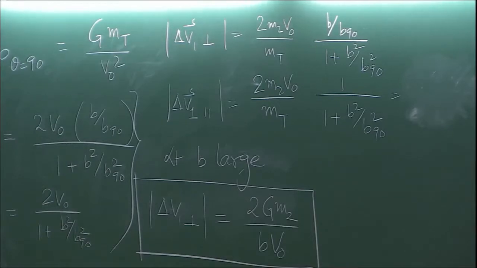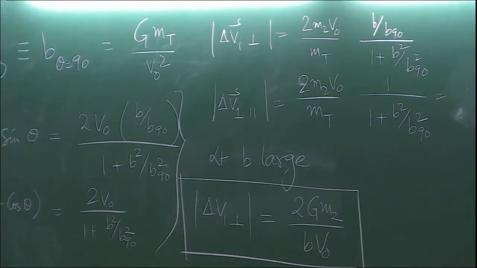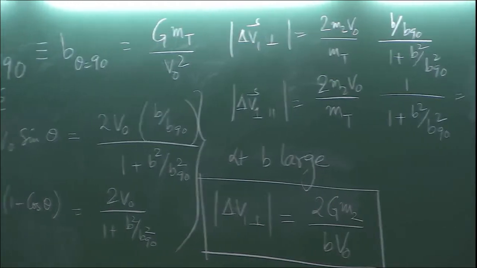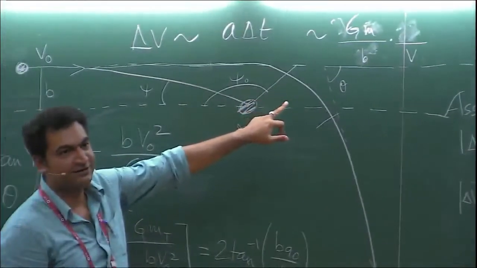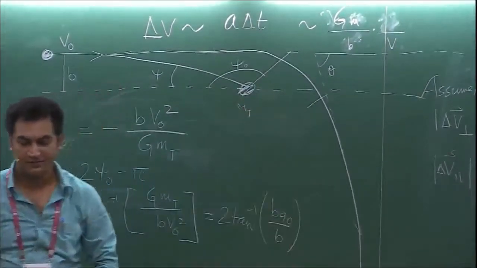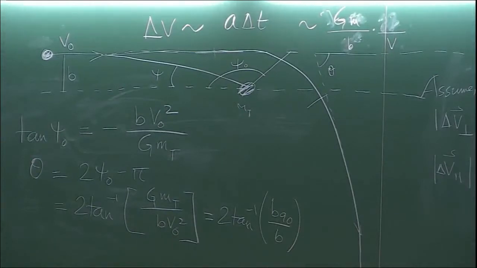So the nice thing is it's exactly symmetric, right? So whatever is the gain in v parallel in this direction will be exactly opposite, the loss in v parallel on that side. Yeah. So now we want to find out statistically what happens when there are lots of these deflections.